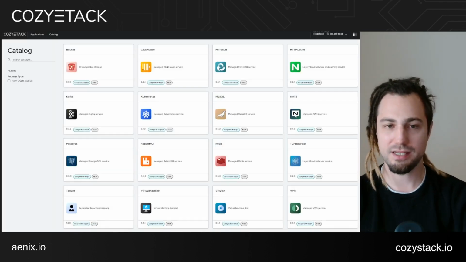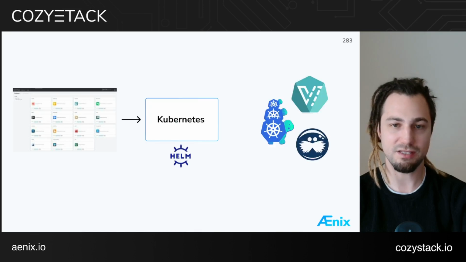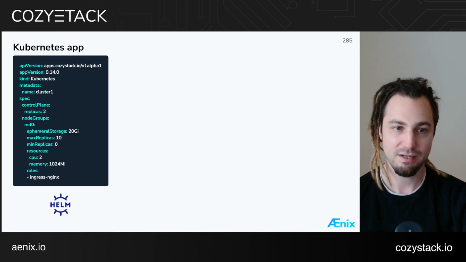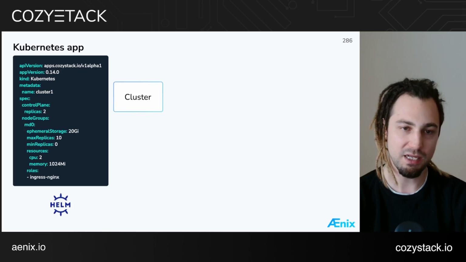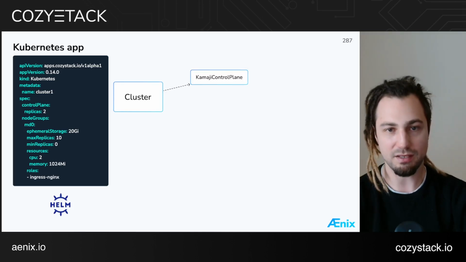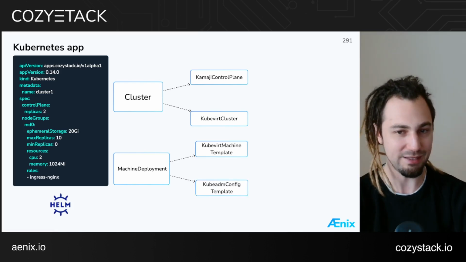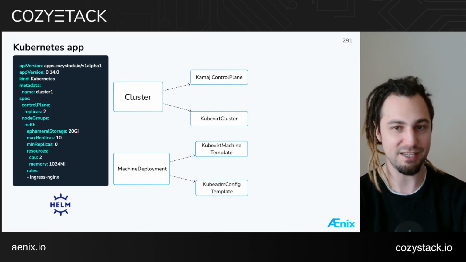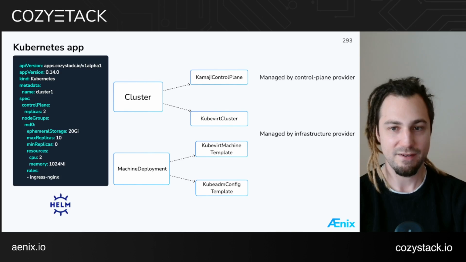The logic is the same. Kubernetes is the same Helm chart application, which creates a set of resources managed by other operators. For example, if you create such a resource like a Kubernetes application, it creates a cluster, Kamaji control plane, KubeVirt cluster, machine deployment, KubeVirt machine template, and KubeAdm config template.